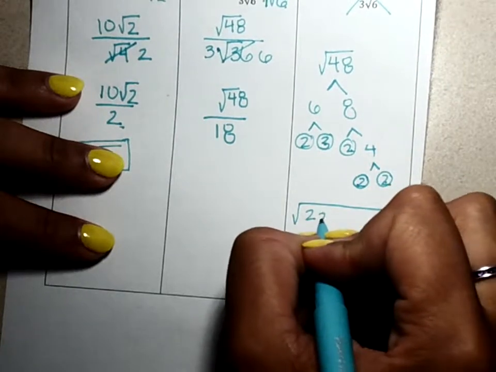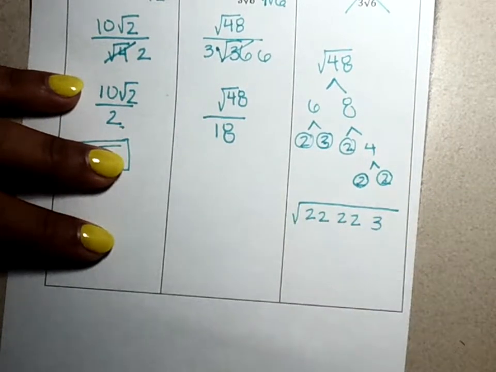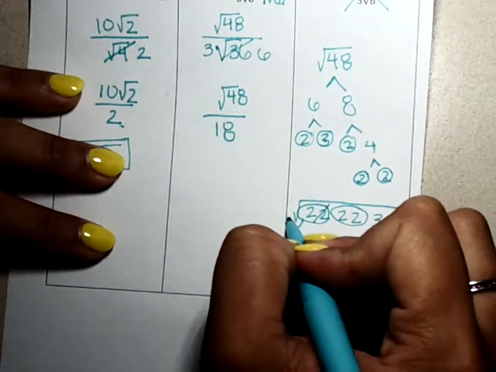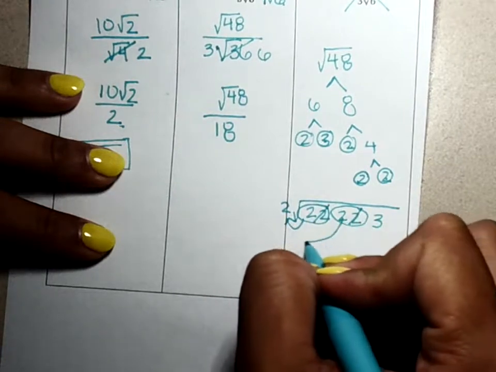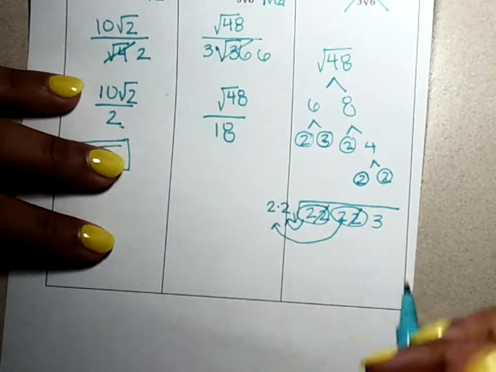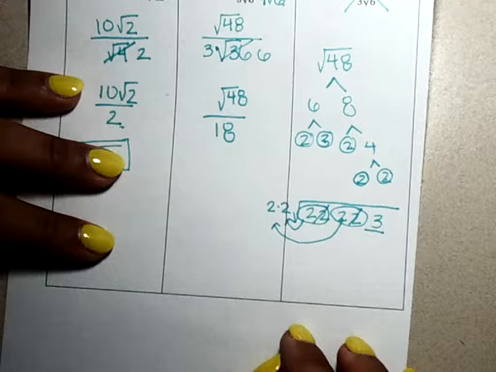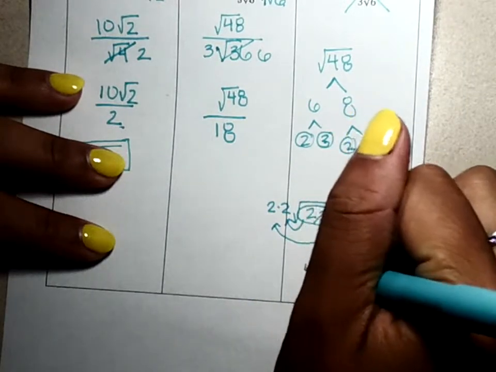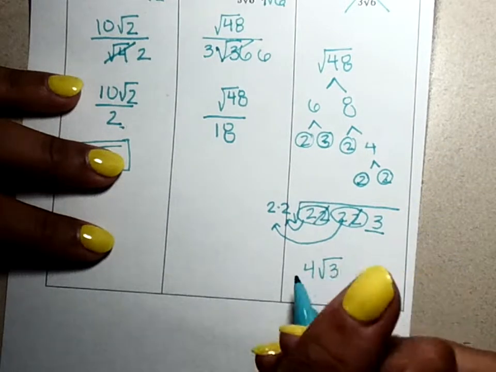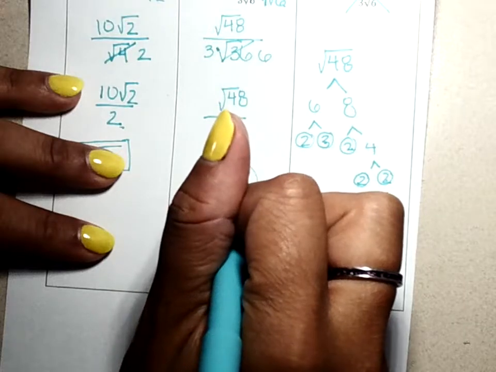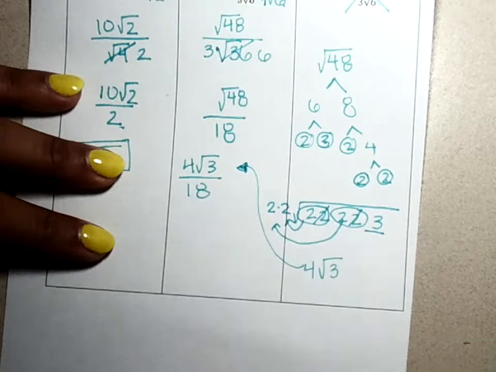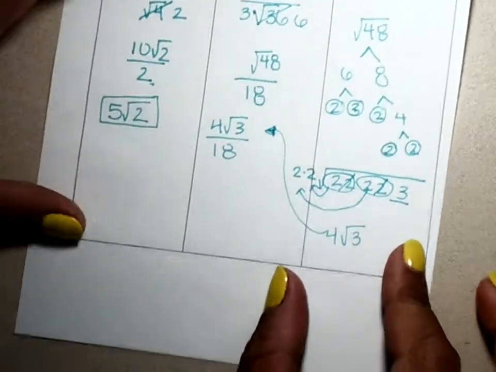There are 4 2s and 1 3. So we have 2 pairs of 2s. We kill one, bring one outside, kill one, bring one outside, and we now have 2 2s on our outside and the 3 left by itself on the inside. 2 times 2 gives us 4, and then we just leave the 3 in our square root. So now we'll bring this up here, and this is our new numerator, so 4 square root of 3 over 18.